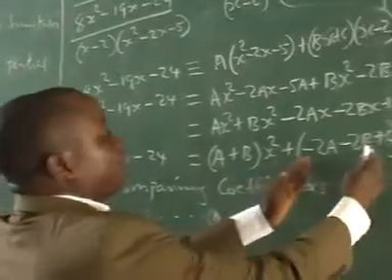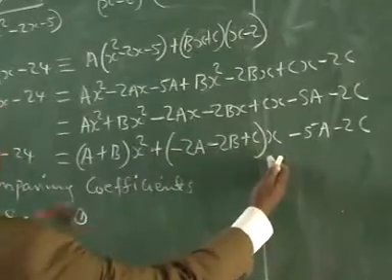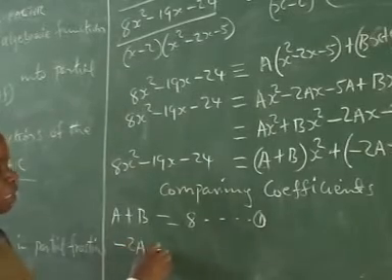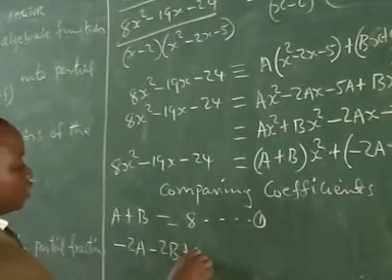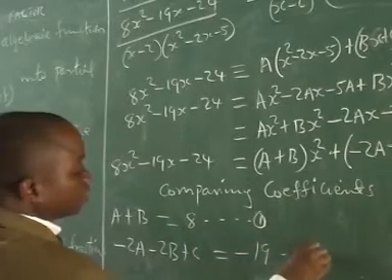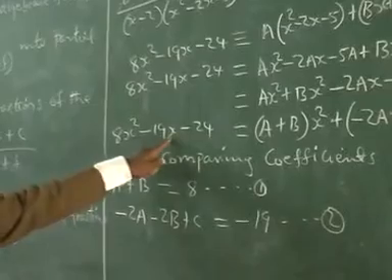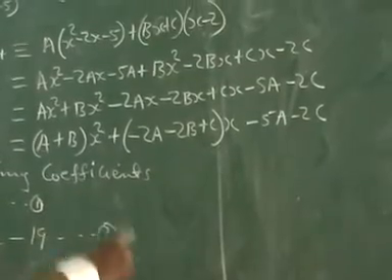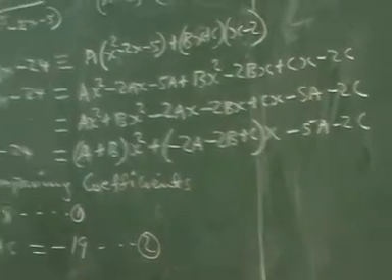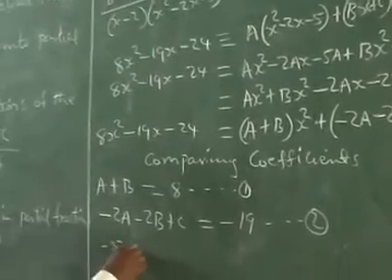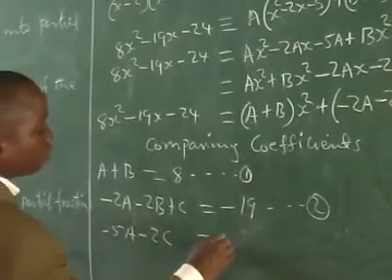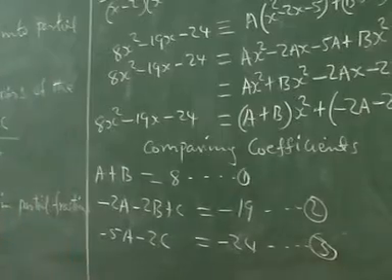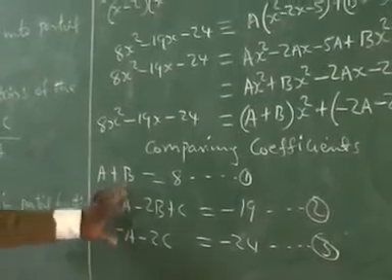Now we can also look at the coefficients of x from the right hand side and also from the left hand side. We see that minus 2a minus 2b plus c is equal to minus 19. Call that equation 2. Minus 19 is the coefficient of x for the left hand side, and minus 2a minus 2b plus c is the coefficient of x at the right hand side. Now when we look at the constants, we have that minus 5a minus 2c is equal to minus 24. So we have equation 3. So you have 3 equations now to solve.